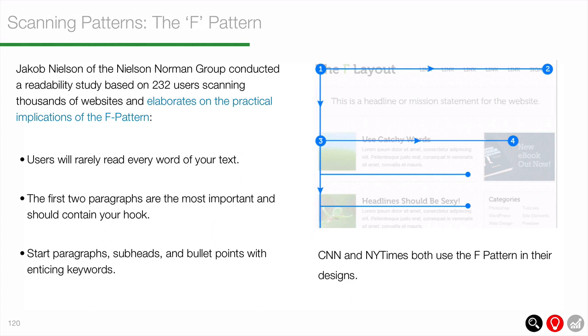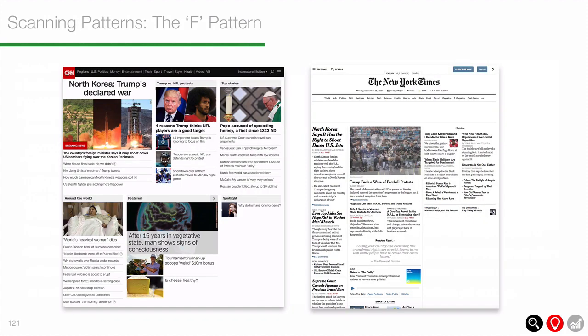And a couple of really useful examples are news websites. News websites really follow the F pattern. A couple of examples here, the CNN and the New York Times. So for example, we can see in this particular instance of the CNN website, North Korea, Trump's declared war. And that's the most important story, the breaking news story in the top left. So we know that people are going to see that with a really prominent headline, and it's got the title "Breaking News" and a compelling image there.